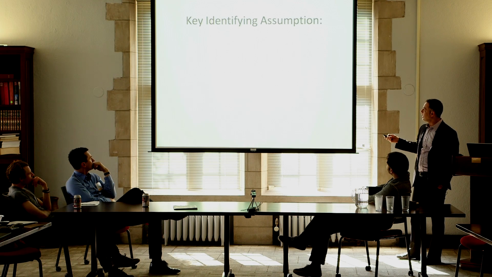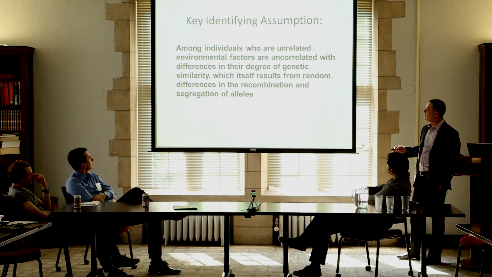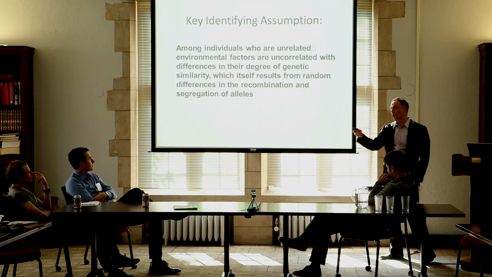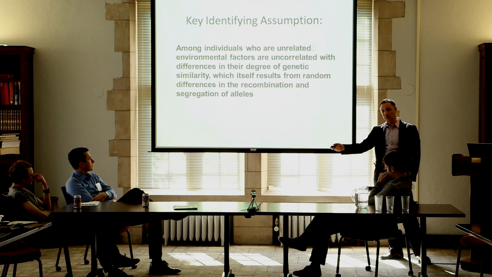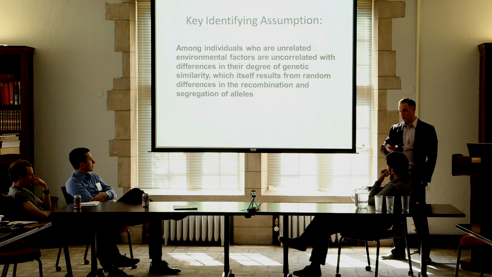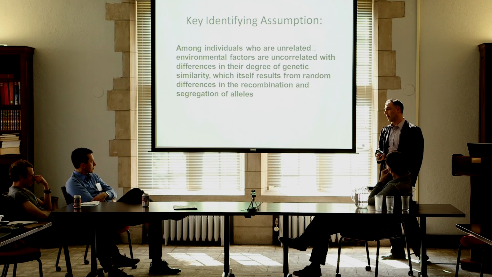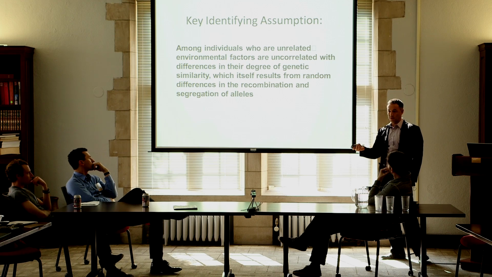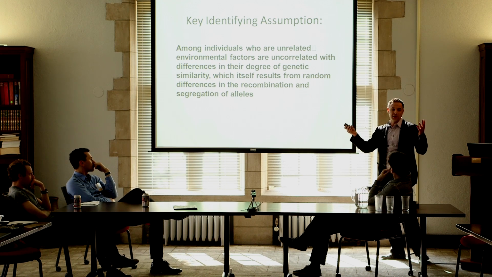But I wanted to talk about the key identifying assumption, which is that among individuals who are unrelated, environmental factors are uncorrelated with the differences in their degree of genetic similarity, which itself results from random differences in the recombination and segregation of alleles. So in other words, the fact that I have a 1% genetic similarity to Philip, and I have only a 0.5% with David, which is the difference we're identifying off of, is uncorrelated with any environmental similarity or difference, and in fact results only from chance. By chance, in recombination, I ended up closer to Philip than I did to David.